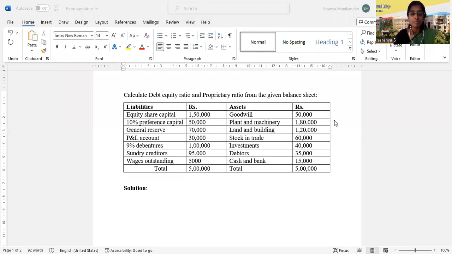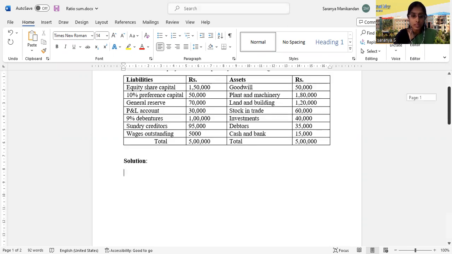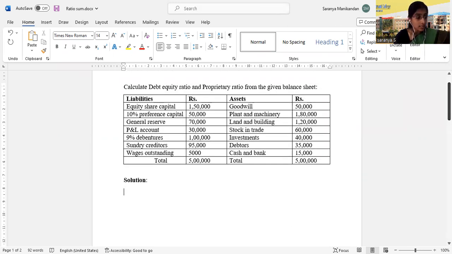Hello everyone. Today we will discuss the long-term solvency ratios. So we're doing two sums. So here is the question. Calculate debt equity ratio and proprietary ratio from the given balance sheet.